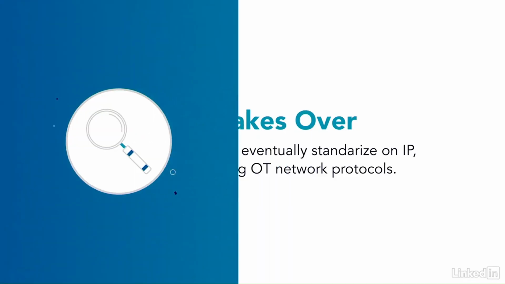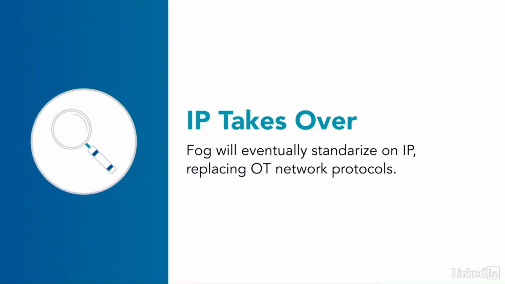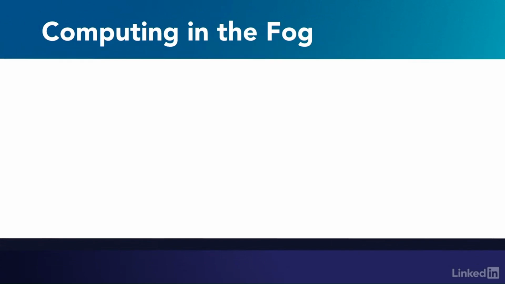The problem is the seam between the OT network and the IT network needs to be translated by a gateway. This gateway is a favorite source of attacks. Over time, we will unify the fog with one protocol. That will be the IP protocol. The IT network is getting closer to the data source and will eventually replace the OT network protocols. The trend in the Internet of Things is to move computing closer to the data source.